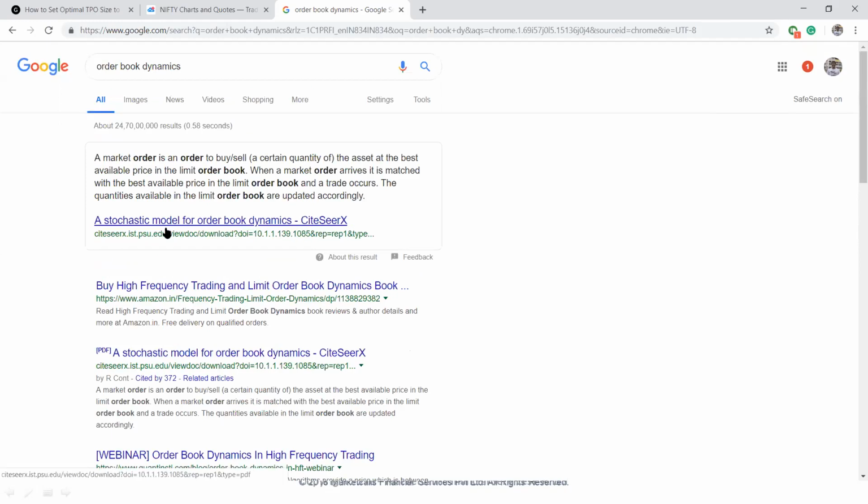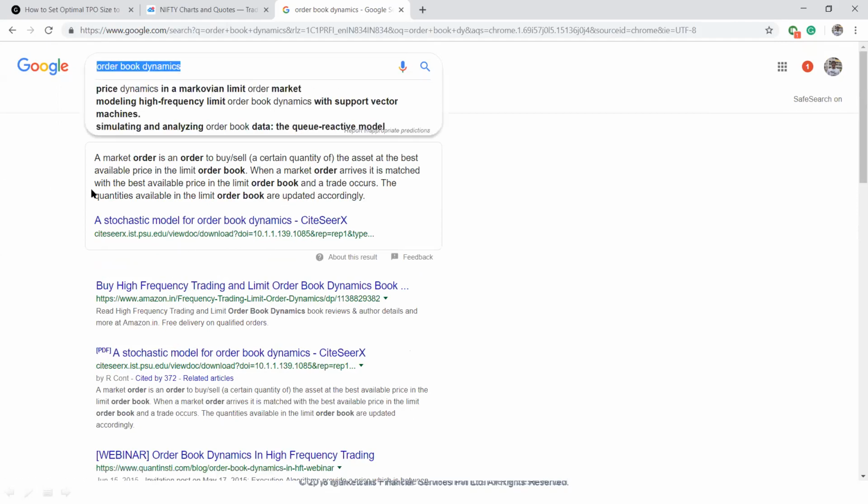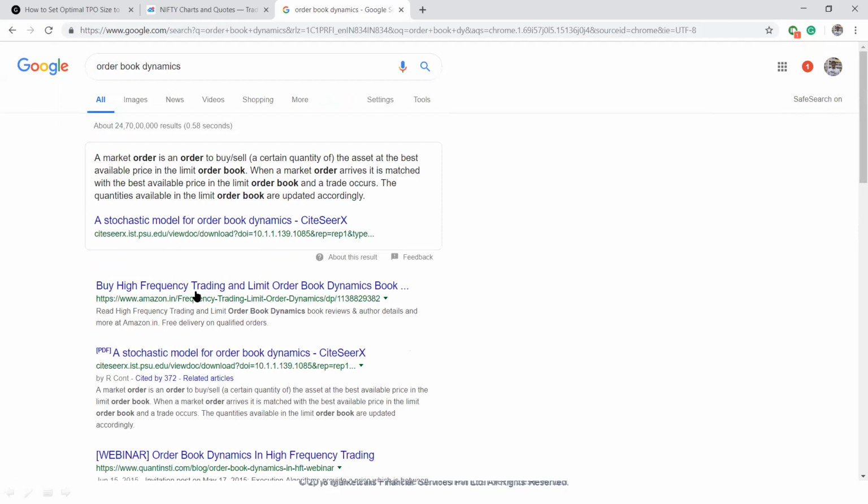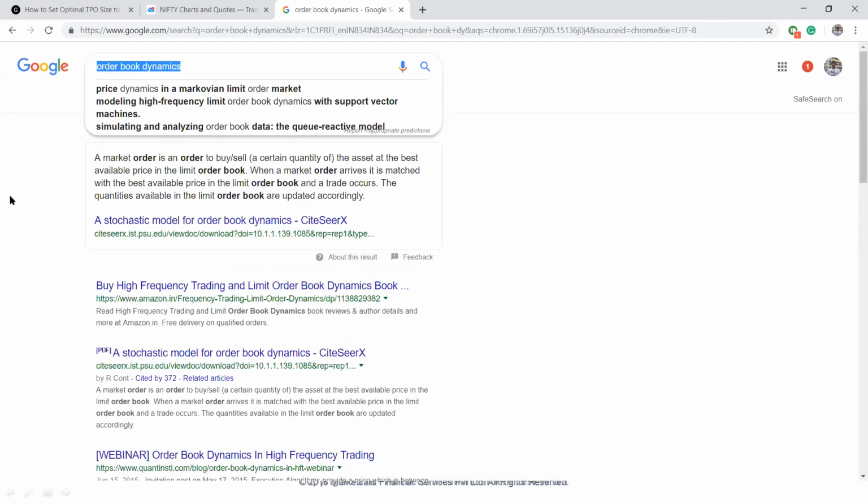Pretty much basic things for an order flow guy. So if you're more curious and want to learn, just Google order book dynamics, and you will get more details on the internet. Precisely, most of the exchange functions on order book dynamics, right?